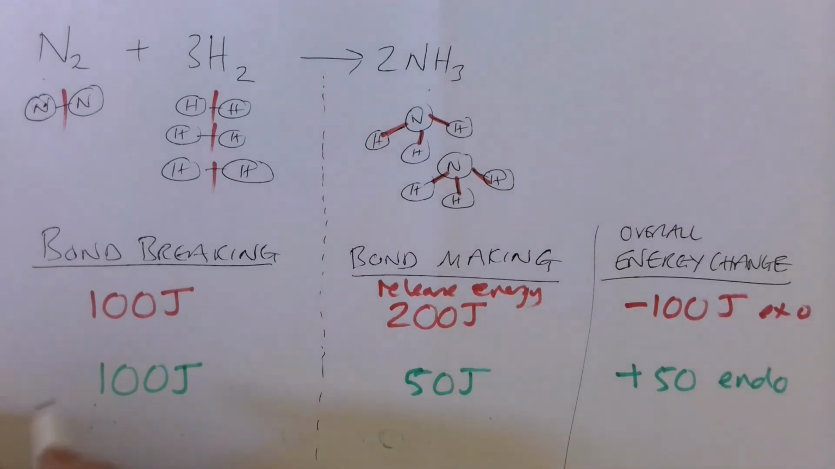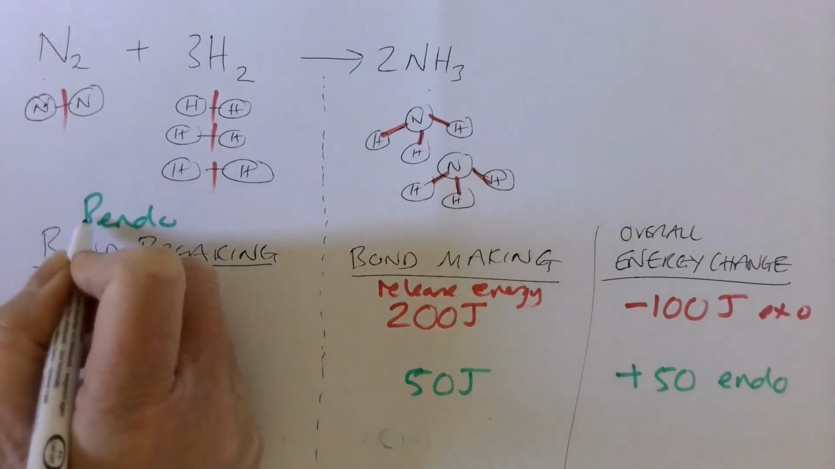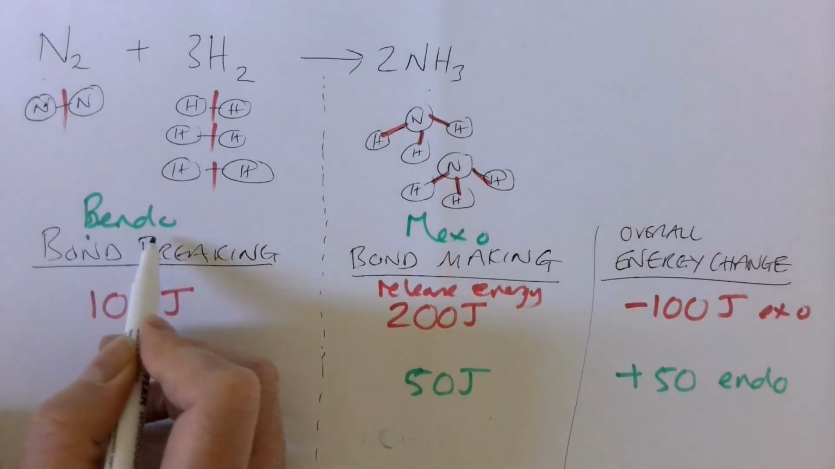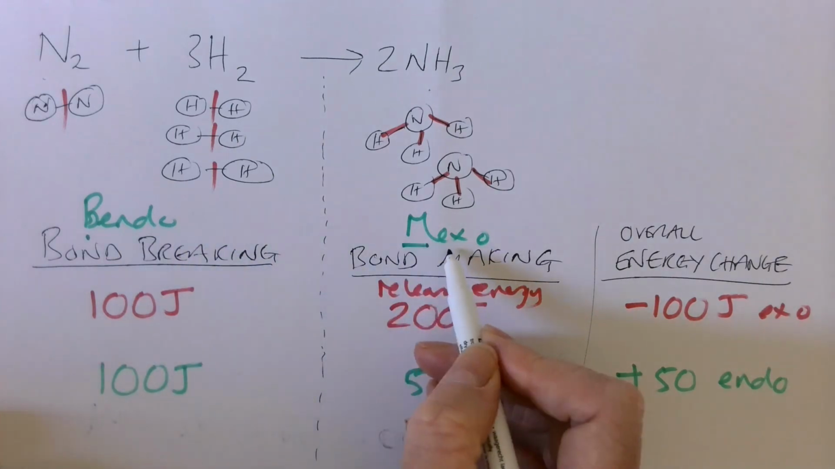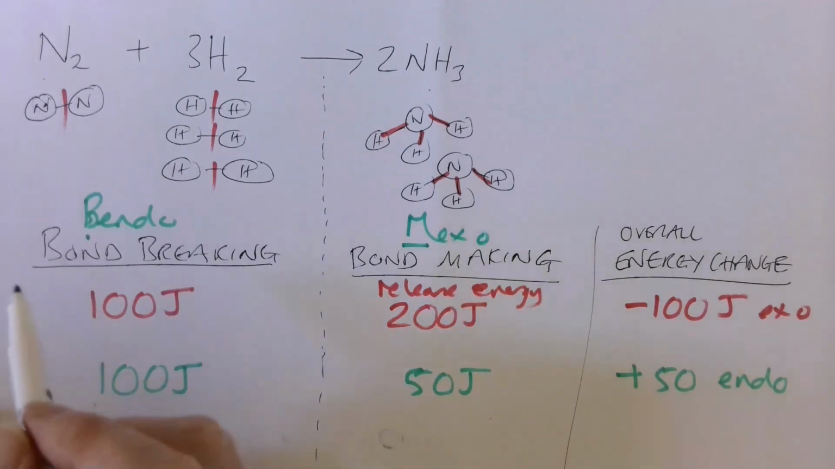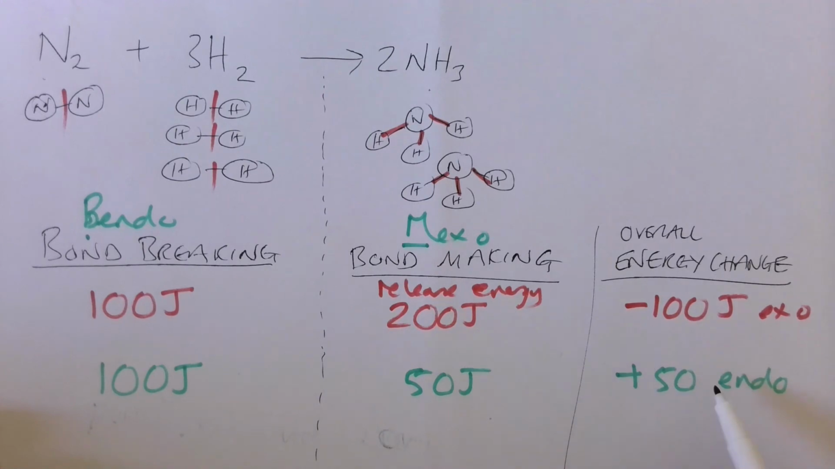Key things to remember: bond breaking is endothermic, bond making is exothermic. A way to remember that: bendo, mexo. Breaking bonds is endothermic, you put energy in. Making bonds is exothermic, energy gets released. If it was exactly the same amount of energy to break the bonds as it is to make the new bonds, you wouldn't detect an energy change, the thermometer wouldn't change.